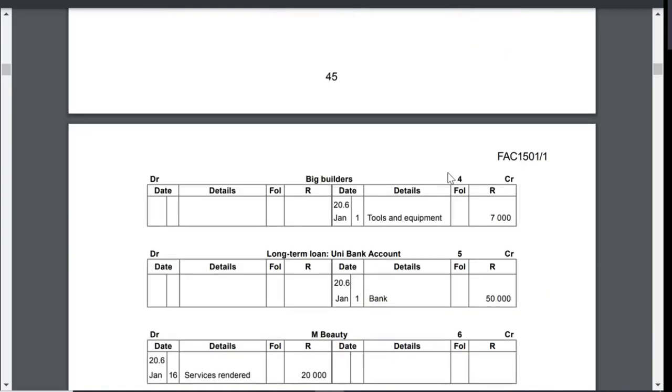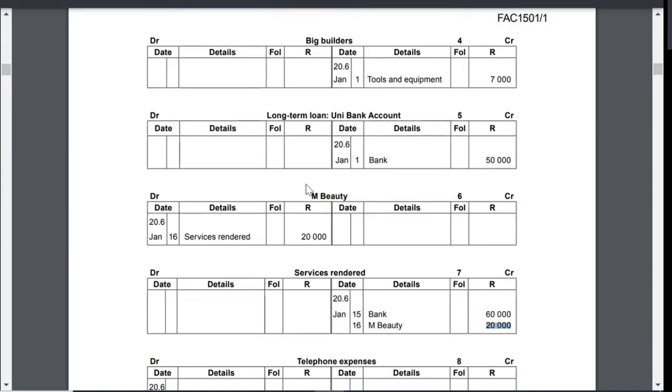Now let's look at the debtor account. There is a debtor called M-Beauty that owes BS Electrical 20,000. Can you see we have a debtor called M-Beauty that owes BS Electrical 20,000. Because this is an asset, when an asset increases, you debit.